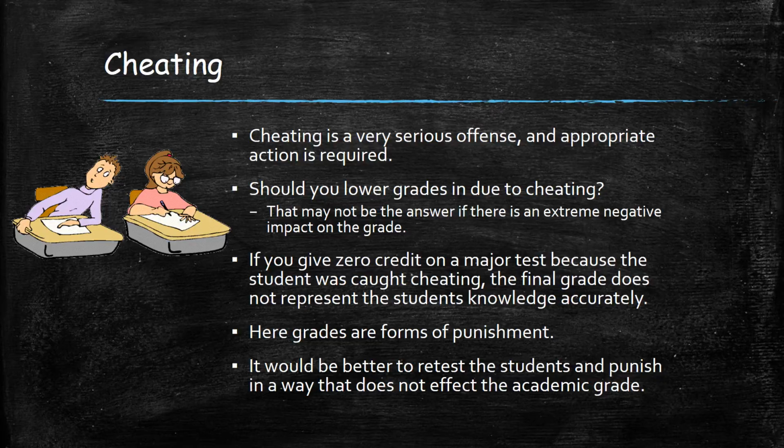Cheating. Cheating is a very serious offense and appropriate action is required. Should you lower grades due to cheating? That may not be the answer because of the extreme negative impact on the grade. If you give 0 credit on the major test because the student was caught cheating, the final grade does not represent the student's knowledge accurately. Here, grades are forms of punishment. It would be better to retest the students and punish in a way that does not affect the academic grade.